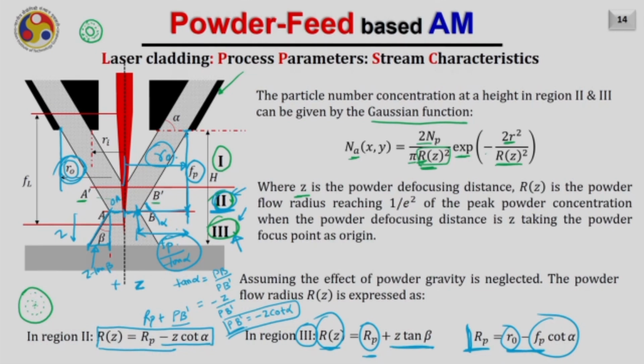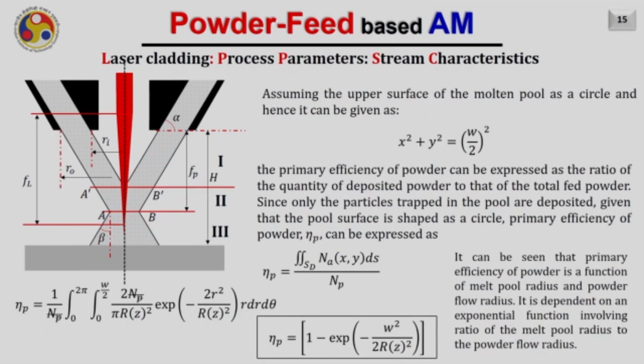So, as now I know the value of Rz anywhere in zone 2 and zone 3, I can easily apply this formula to obtain the particle number concentration anywhere in these zones. So, now let us assume the upper surface of the molten pool created by the laser beam. So, if this is the laser beam coming and it is creating a molten pool over here, it will look something like this in the side view. But if I look from the top, we are assuming that it is nothing but a circle, and the radius of this circle is nothing but W by 2.